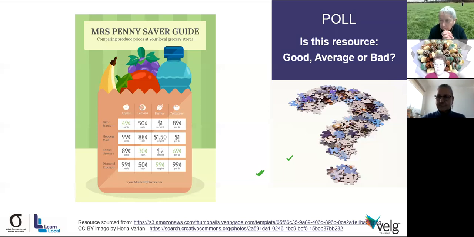Can you take us through your reasoning there? And remember, there's no right or wrong answers here. It's all about your perception. I said good, and the reasons for that are some of the things that people have said are bad. I like the fact that it highlighted in green which ones were the cheapest prices, so that you could quickly compare. To me, that flagged up as obvious.